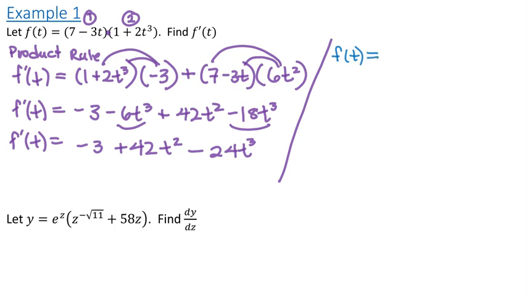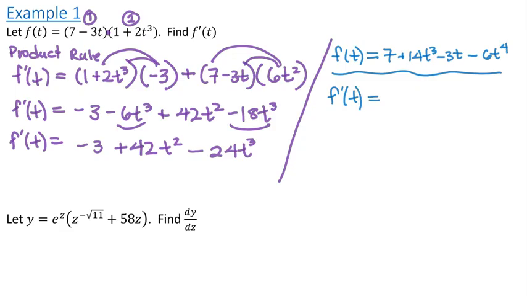So I get a 7 times 1. My outside is 7 times 2t cubed, so it's positive 14t cubed. My inside is minus 3t, and my last is negative 3t times 2t cubed, so negative 6t to the 4th. Okay, so now that I've multiplied it out, I can take the derivative. So this is the first actual calculus step here.